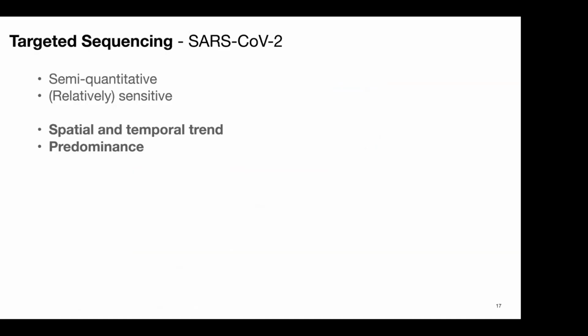So the targeted sequencing, for at least SARS-CoV-2, is semi-quantitative and relatively sensitive, and it allows, at least at the Wisconsin level, to have spatial and temporal trends. And it gives information on the predominant variants that are circulating.